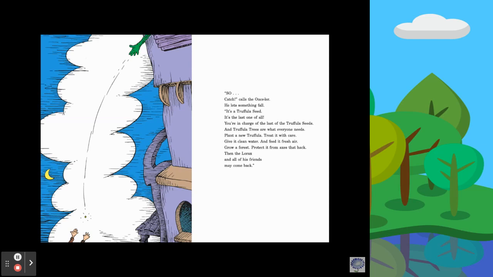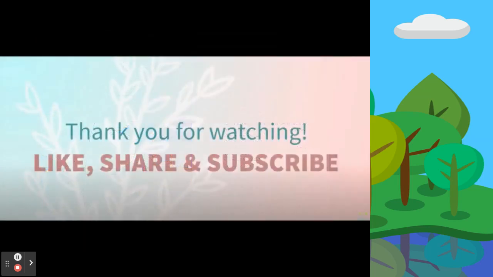You're in charge of the last of the truffula seeds, and truffula trees are what everyone needs. Plant a new truffula, treat it with care, give it clean water, and feed it fresh air. Grow a forest, protect it from axes that hack, then the Lorax and all of his friends may come back.